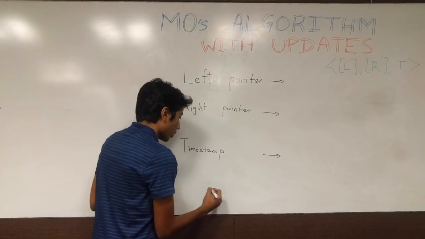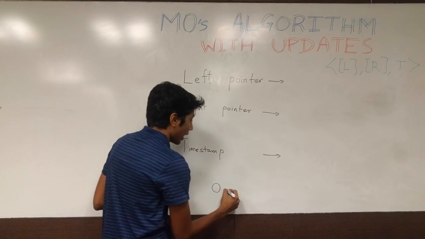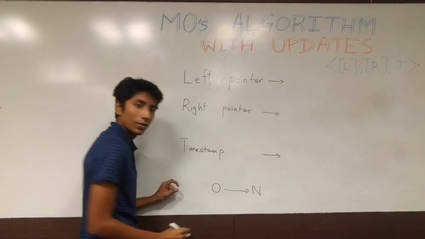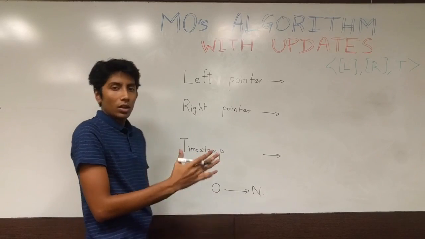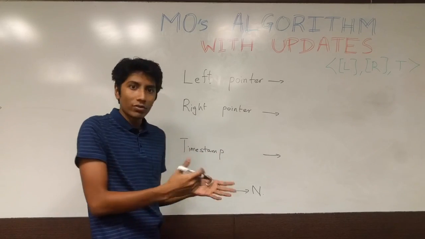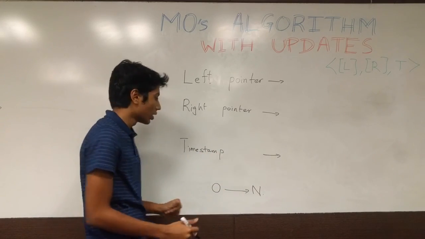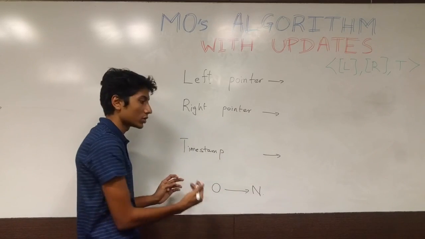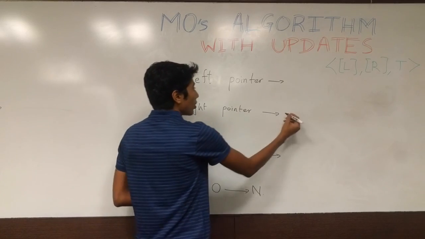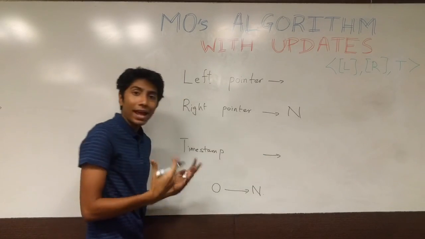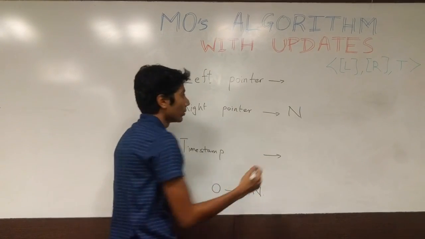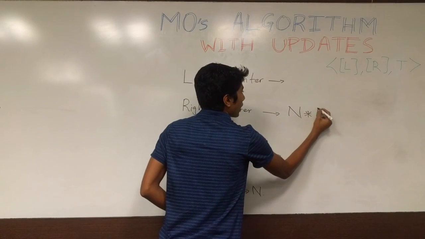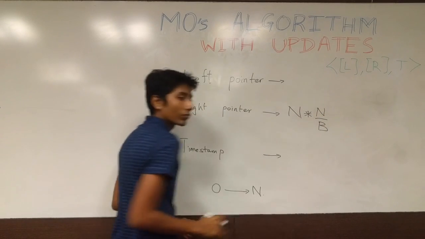So the right pointer might start at 0 and go all the way to n. In fact, this won't be correct because the left pointer will have a non-zero index more often than not. But let's take the absolute worst case scenario. Let's say the right pointer is going all the way up to n from 0. So that is n computations for every fixed left block. So that is into n by b.